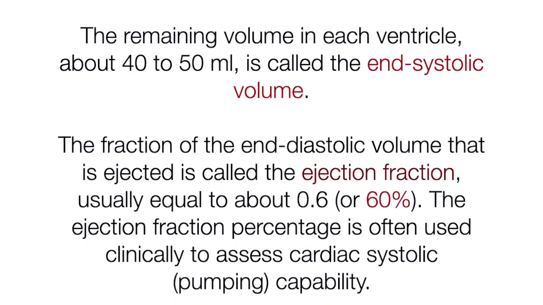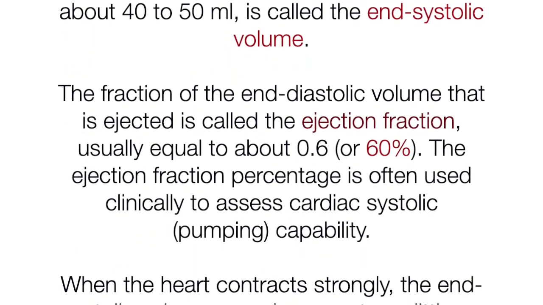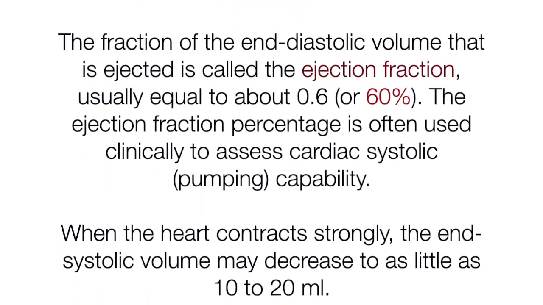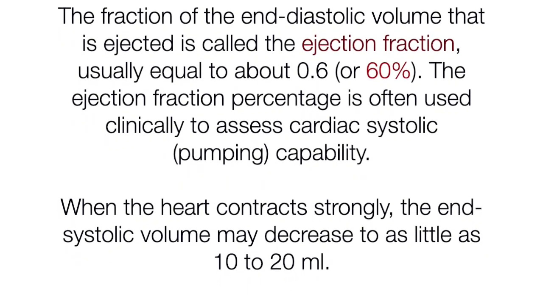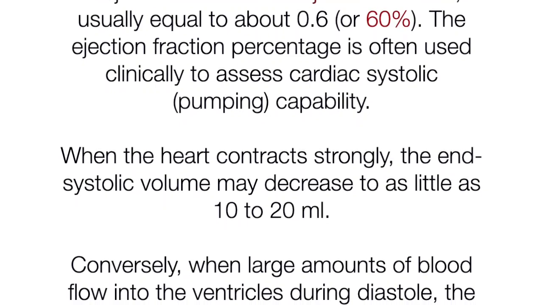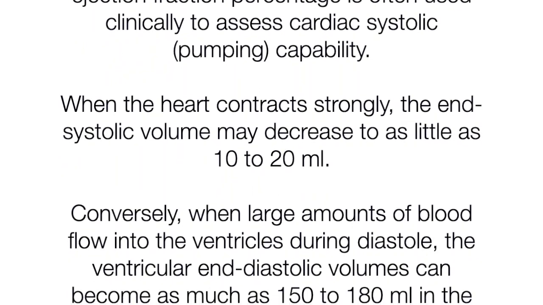The fraction of the end diastolic volume that is ejected is called the ejection fraction, usually equal to about 0.6 or 60%. The ejection fraction percentage is often used clinically to assess cardiac, that is systolic pumping capability.